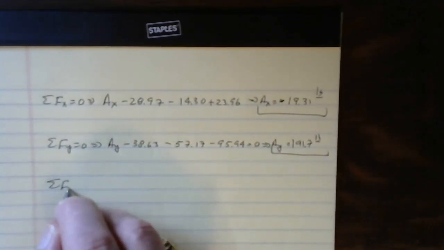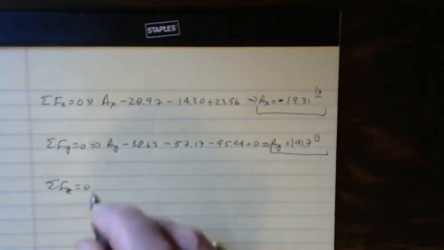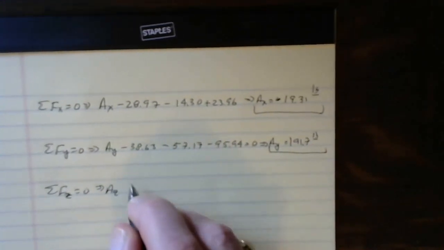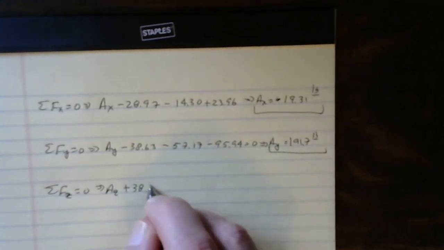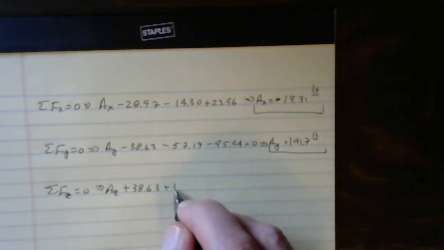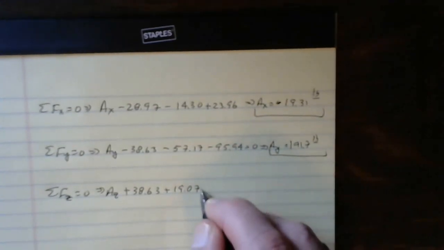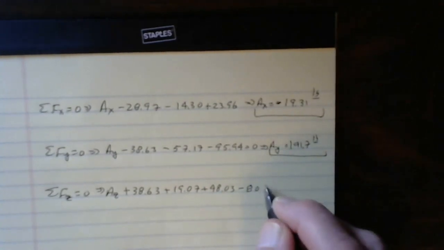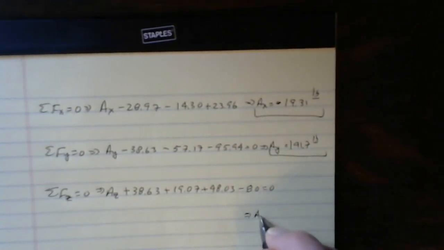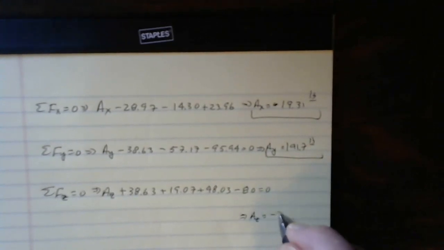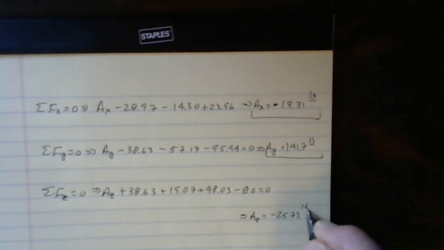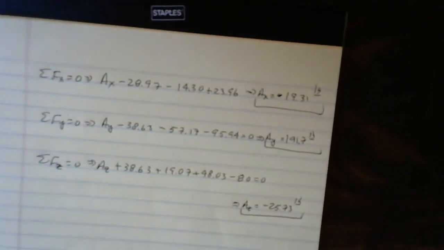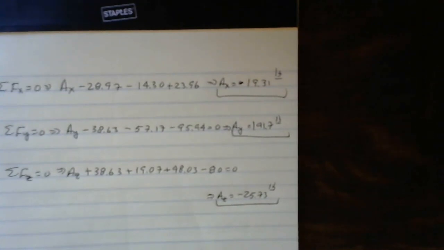And finally, sigma Fz is equal to 0. So I've got AZ plus 38.63 plus 19.07 plus 48.03, and then I have the weight, minus 80, is equal to 0. So I get AZ is minus 25.73 pounds. Again, these might be a little bit different from the answer sheet, which is due to rounding. Okay, so that solves the problem.